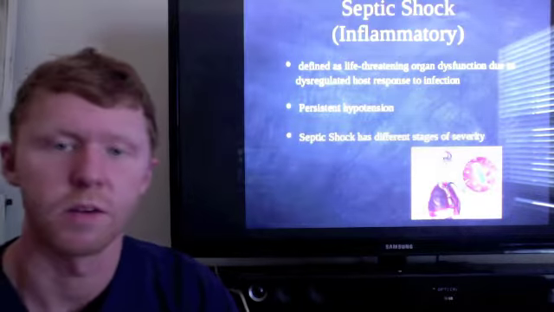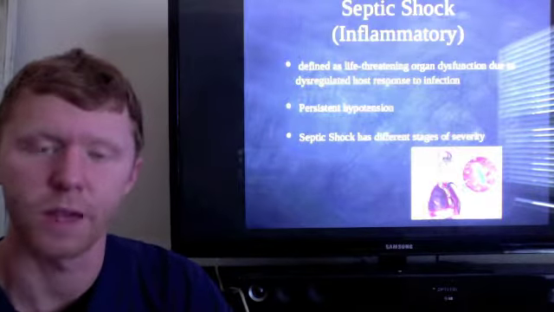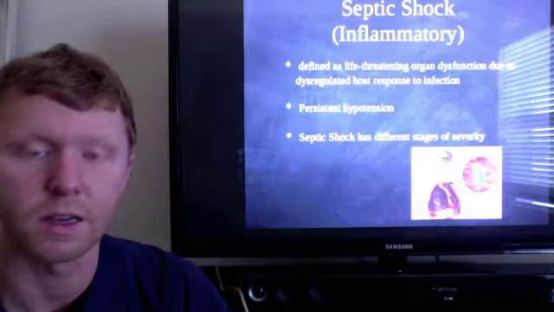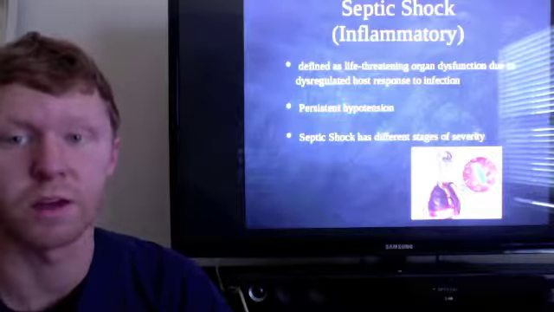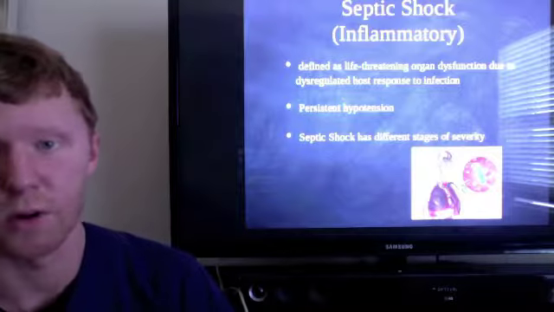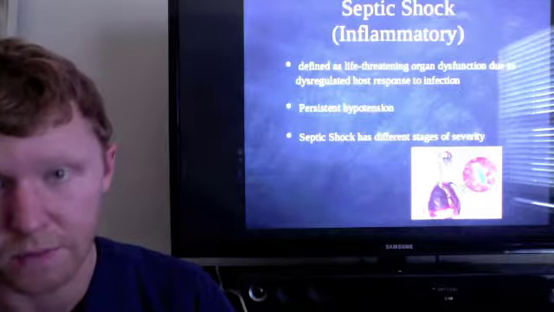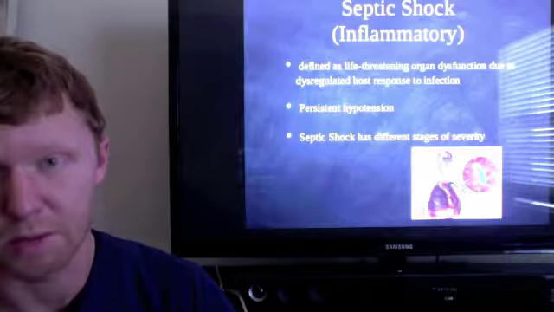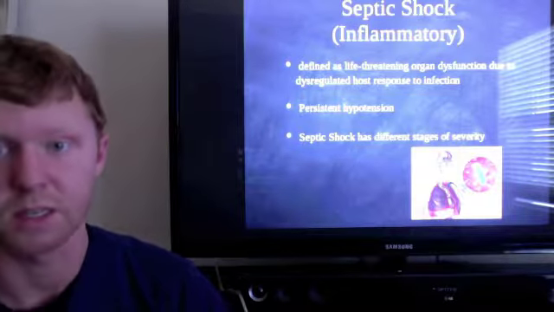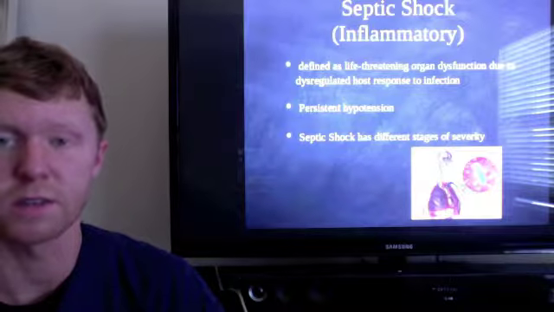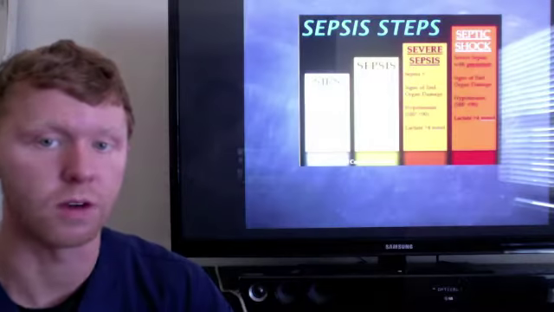So septic shock, when we think of this, we think of inflammation from the body due to infection in the bloodstream. So this is a multi-organ failure kind of shock, and to really be septic shock, the patient has to have persistent hypotension, and there's different stages of severity, which I'll talk about.